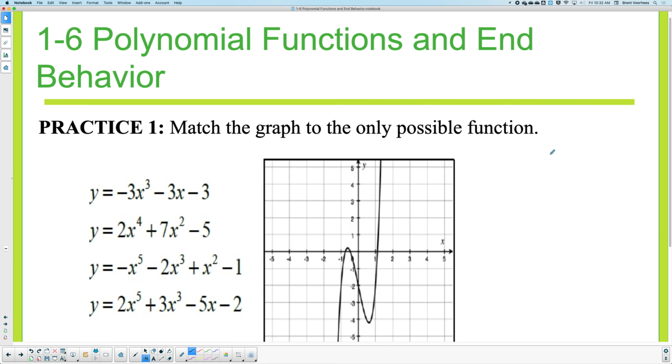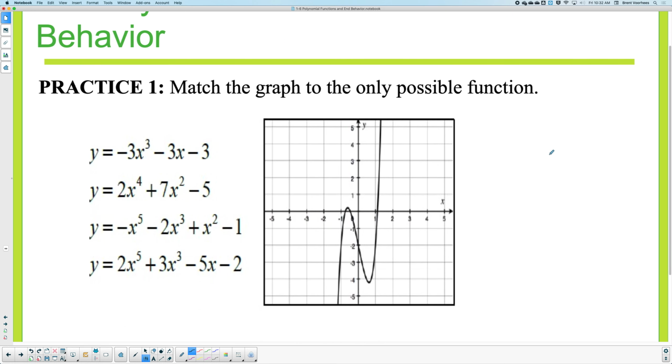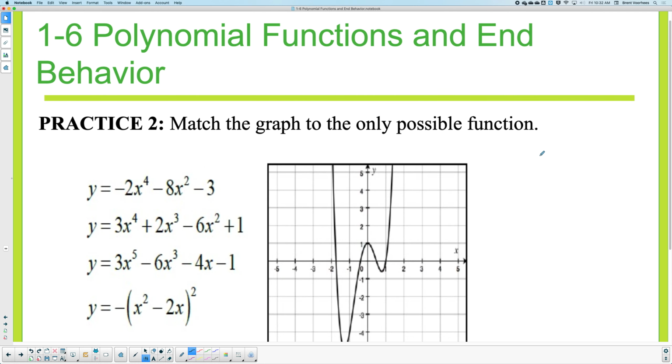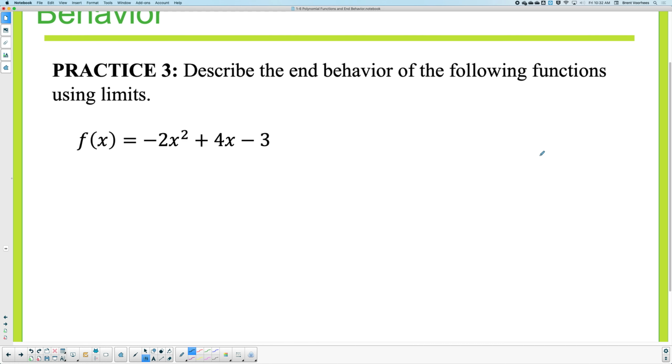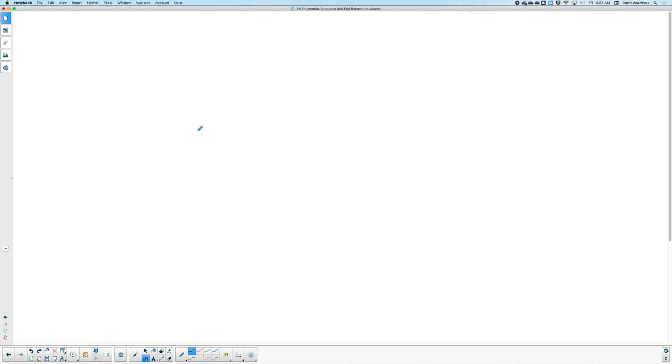So now we've gotten into the practice. We've completed the lesson and we have some practice for you. So it looks like you have 1, 2, 3, 4, 5, 6. That's it. 6 problems to take a look at now.